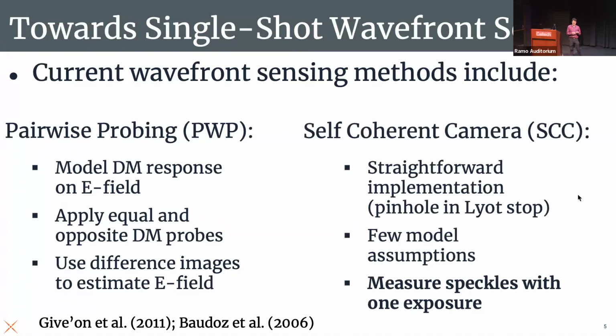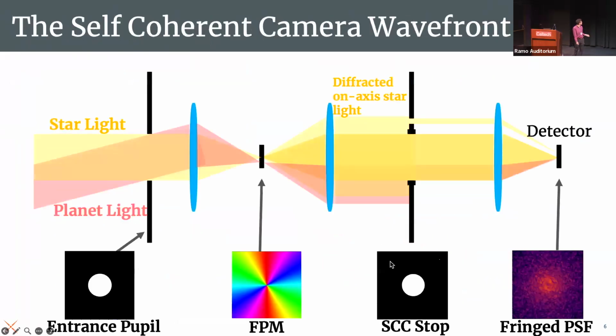Additionally, you've heard a bit already about the self-coherent camera, which is a relatively straightforward implementation where you put a pinhole in your Lyot stop. There are fewer model assumptions than that of pairwise probing, and the key thing is you're able, in theory, to measure your speckles within a single exposure.